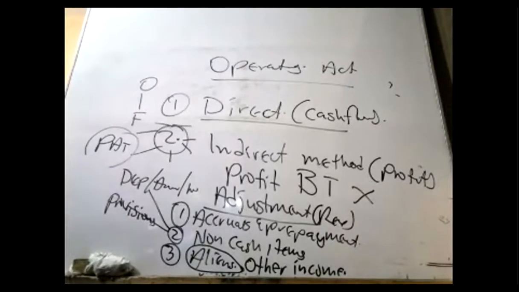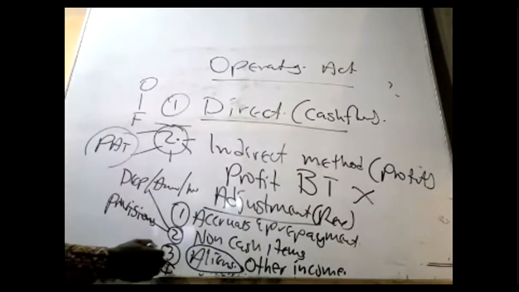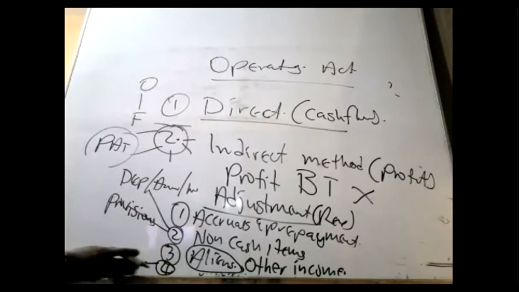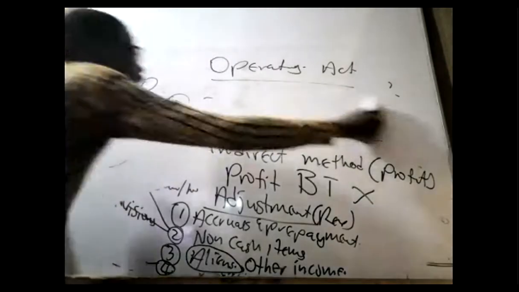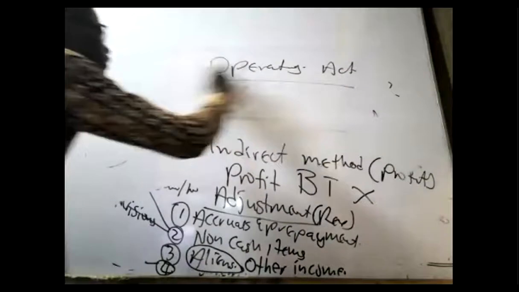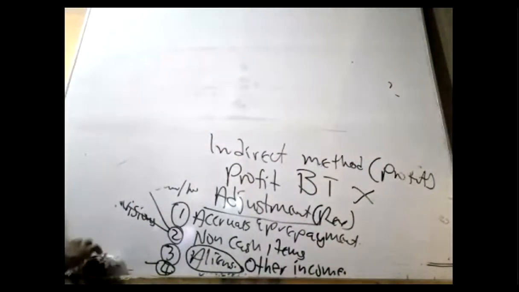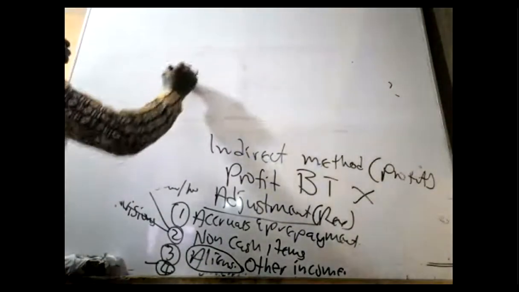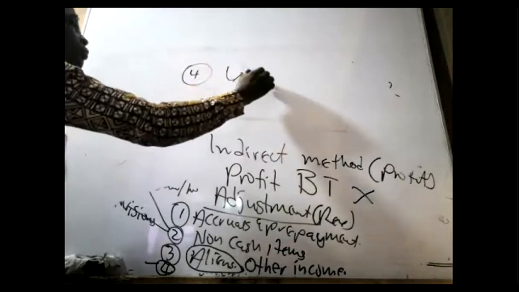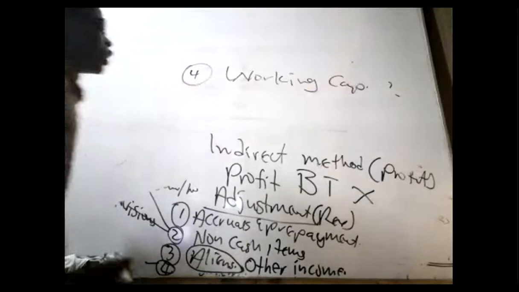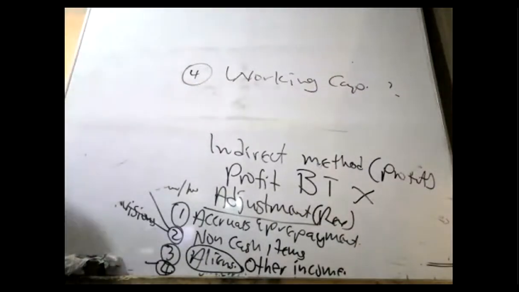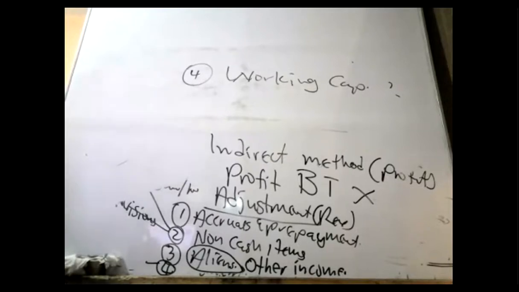Then item number 4, you adjust for working capital. Adjust for what? Working capital. Let me write it somewhere at the top. Item number 4, you adjust for working capital. That is all. So we are done. So this is how the format will look.